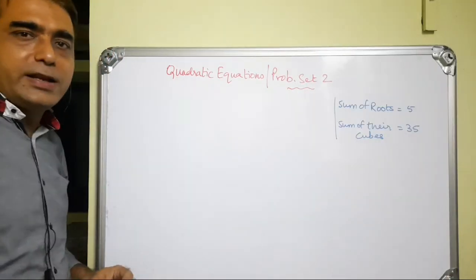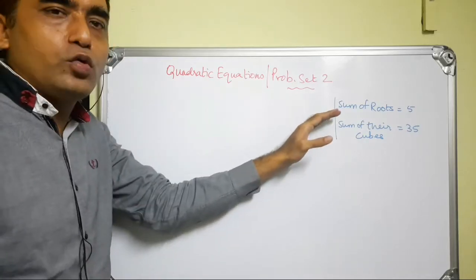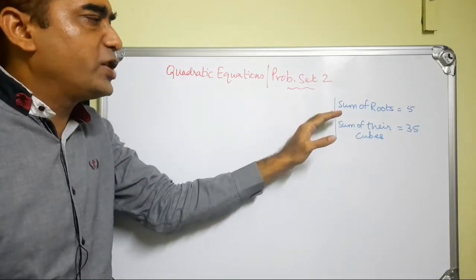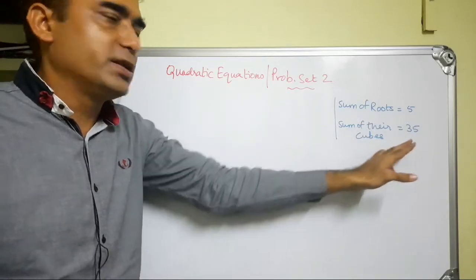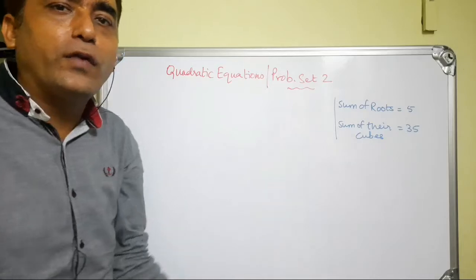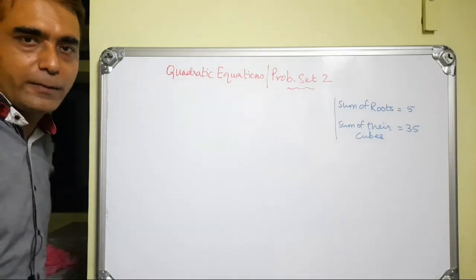Now question number 9 is that the sum of two roots of a quadratic equation, sum of roots is 5 and the sum of their cubes is 35. We have to find the quadratic equation.